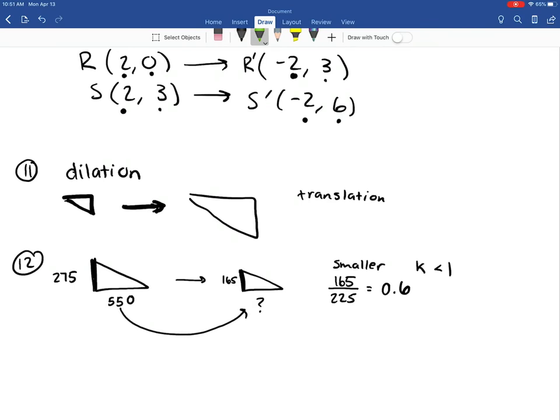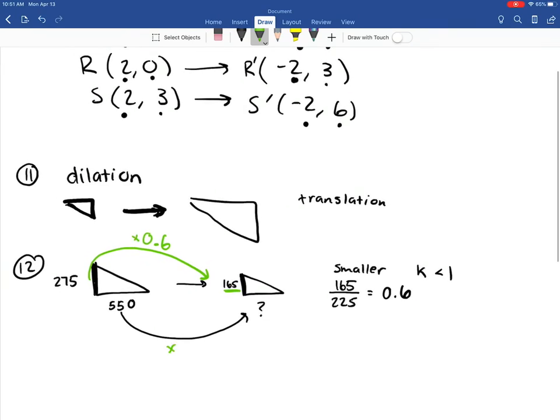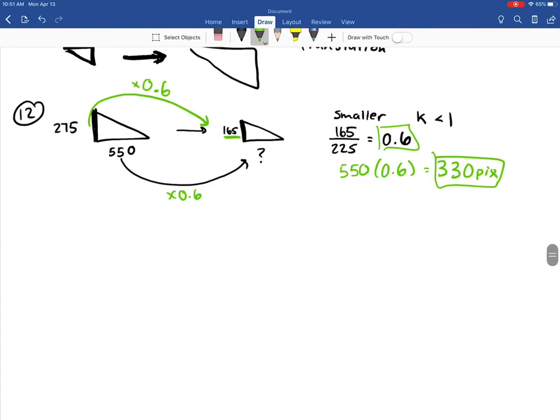Okay, so now I can figure out how to get from here to here. Well, I know whatever I do to one, I have to do to all of them. If I did 275 times 0.6, I got 165. So now I'll do 550 times 0.6 to get my new base measure. And my new base measure, 550 times 0.6, is 330 pixels. So this one has two parts, 0.6 as my scale factor and 330 pixels as my other dimension. Make sure, especially on the test, that you're answering every part of each question.